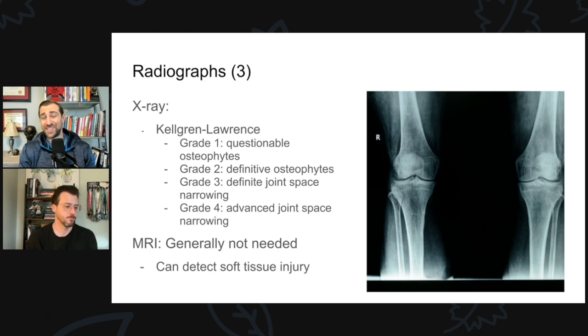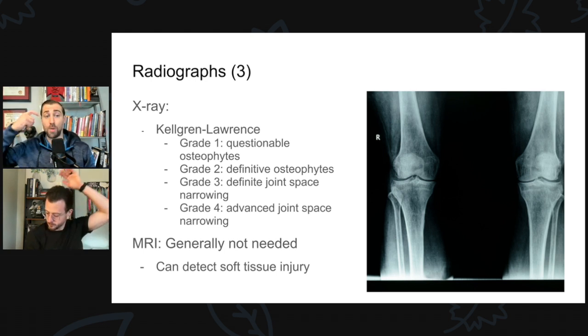Grade 2, you can see osteophytes pretty clearly. So you'll see some of those overhanging osteophytes in the x-ray. Grade 3, you have definite joint space narrowing. In grade 4, you have advanced joint space narrowing. I think that when you hear the whole bone on bone, usually this is because you can see that there's no joint space anymore. And essentially you have one bone contacting the other.